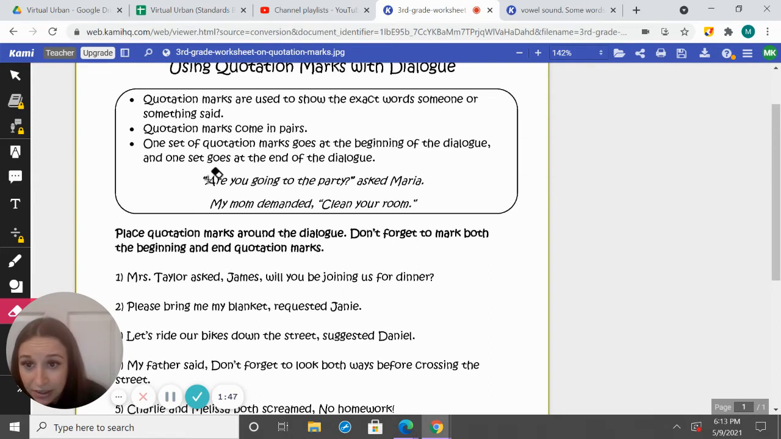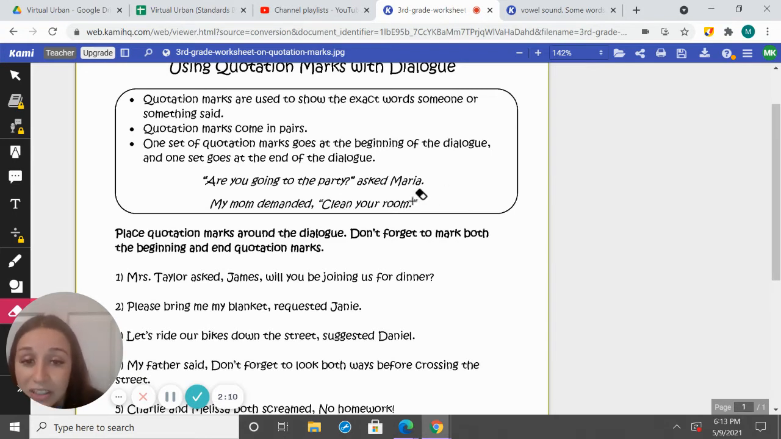You can see these are our quotation marks right here. And like I just stated earlier, they come in pairs, which means two. So you're going to put two sets of quotation marks. One set goes at the beginning of the dialogue or what's being said, and then the other one goes at the end. It kind of closes in. So the quotation marks close in what was being said, the dialogue, what's directly stated.